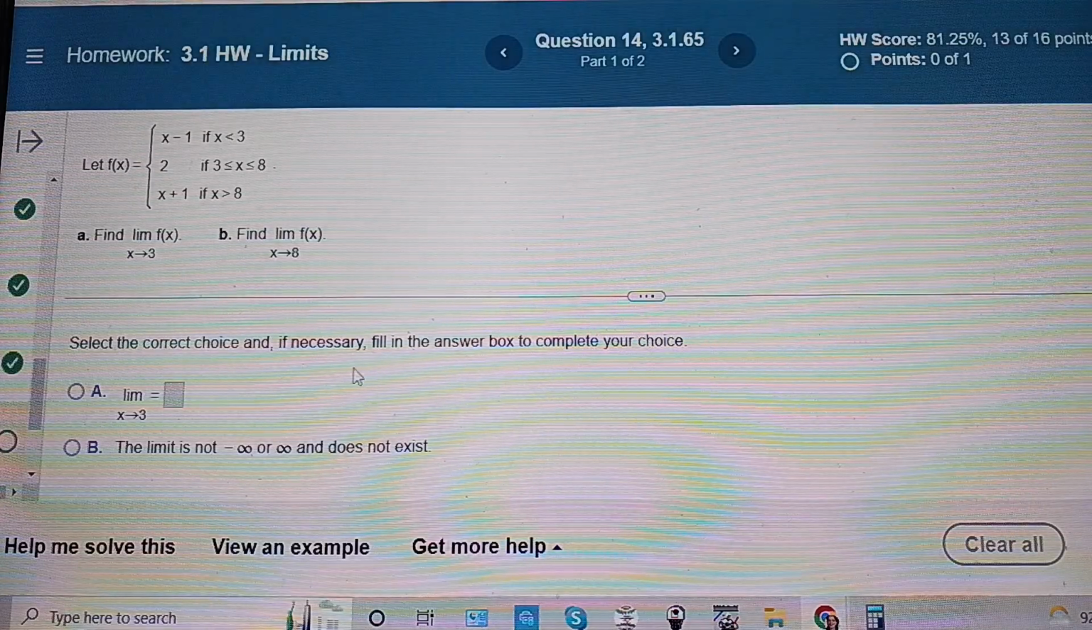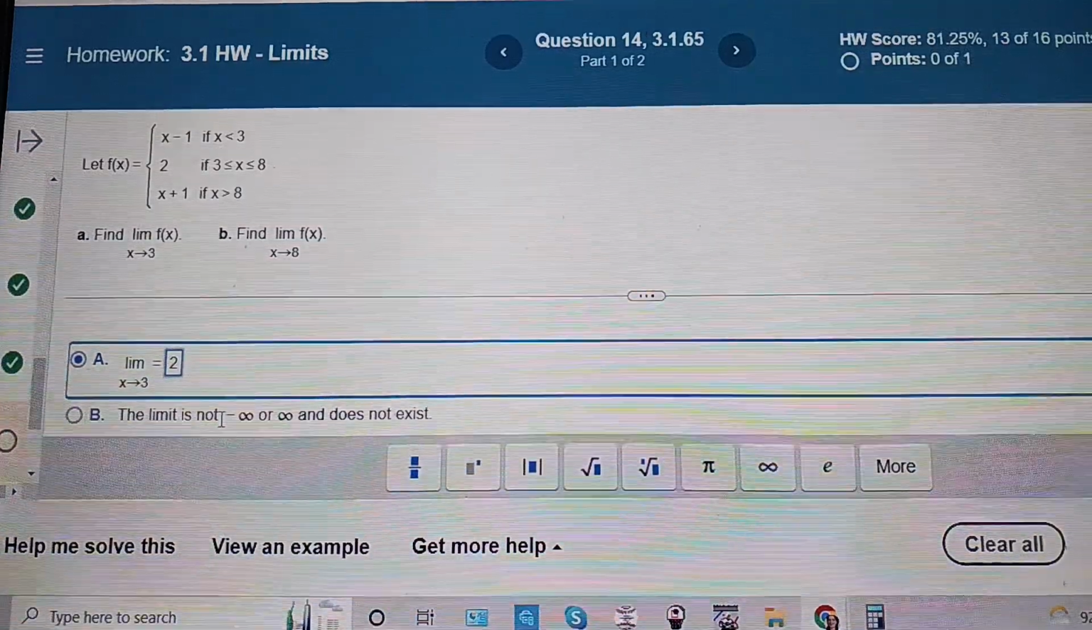So really, all you have to worry about here is you can either try to graph this if you remember how to graph these in college algebra. That can take a while. Or just plug the 3 in. If I put a 3 in, because this is a polynomial, that's when you can just plug the 3 in. 3 minus 1 is 2. And this is saying the answer is always 2 for any number between 3 and 8. So the left-sided limit is 2 and the right-sided limit is 2, they agree with each other, so the overall limit is 2.